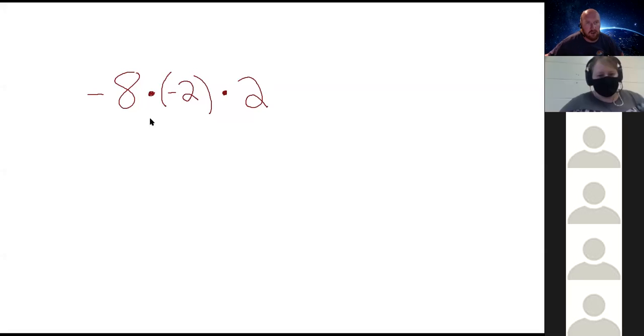If we remember, -8 times -2 is going to give us a positive 16. And then we're going to multiply by positive 2. Because remember I said our brain only does 2 numbers at a time. Even though there's 3 numbers, we only break it down every time to 2 numbers. So now we have a positive times a positive, and this gives us a positive 32.